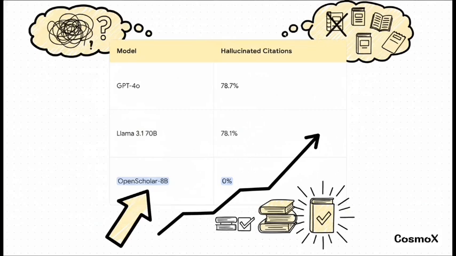Let's put this even more starkly. Let's just look at completely fabricated, made-up citations. The big models, GPT-4o and Llama 3.1, are inventing sources almost 80% of the time. And OpenScholar, zero. That's not a typo. It's not a rounding error. It's 0%. The problem of an AI just inventing non-existent papers? It's gone. This is the breakthrough.